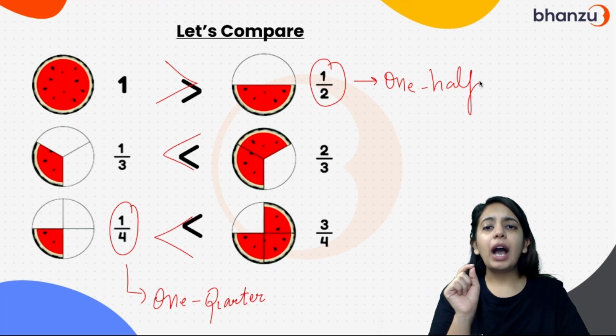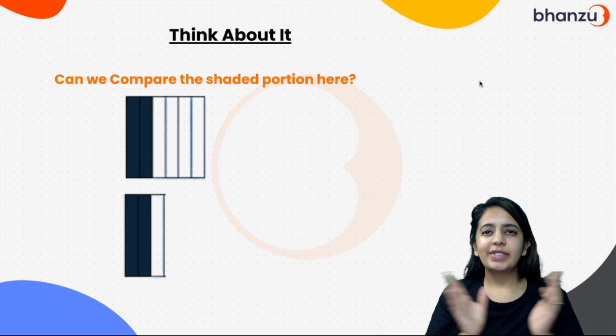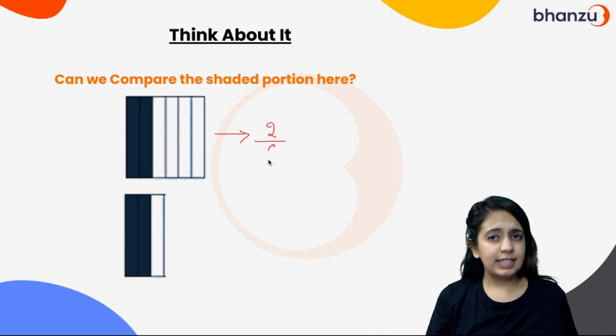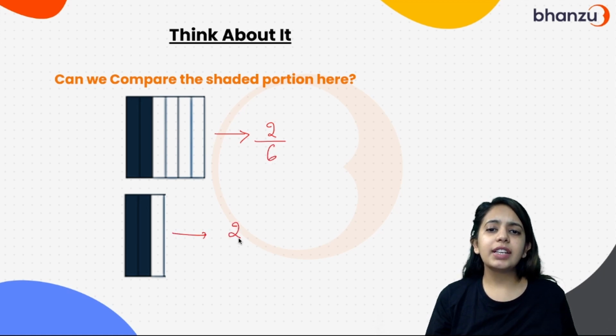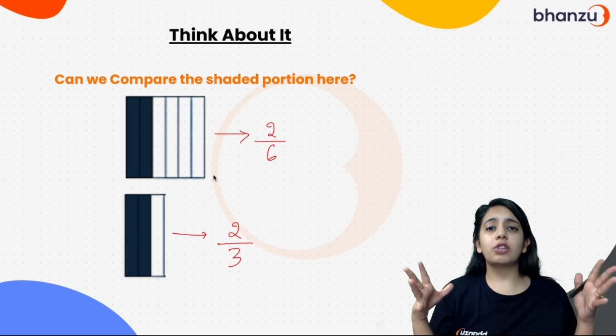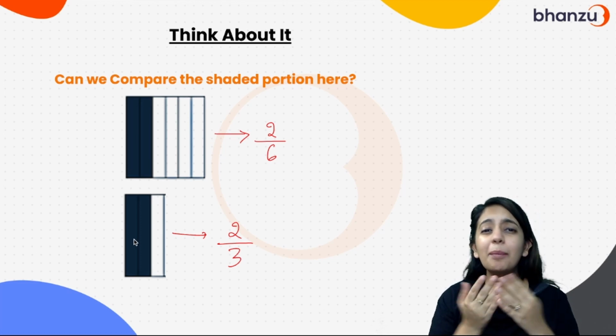Okay, now think about this question. Can we compare the shaded portions here? Yes, what do you think? Here, let's write the fractions first. 2 are shaded out of 6. Okay, here 2 are shaded out of 3. But the wholes are not the same here, right? See, the divisions are made in such a big portion and here the division is made in such a small portion. How can we even compare that?